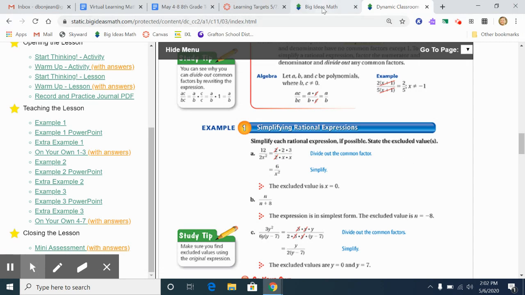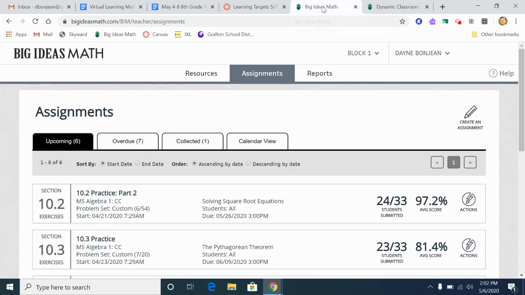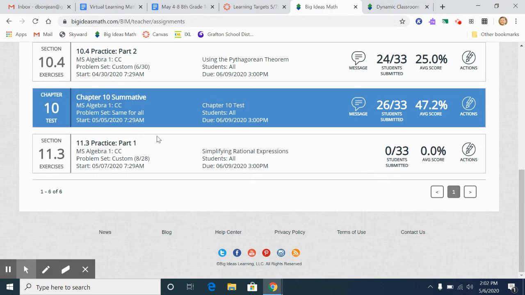All right, so these problems, you're going to go into your big ideas assignments, and you're going to work on 11.3 practice, part 1. Okay, there's 8 questions, and you're just going to, again, be focusing on simplifying expressions that are already factored today. And then we'll get into something a little bit harder where we have to factor ourselves tomorrow, all right? But again, in order for us to move on in general to tomorrow's lesson, we got to be able to simplify and identify excluded values. So that's what you're going to work on today.